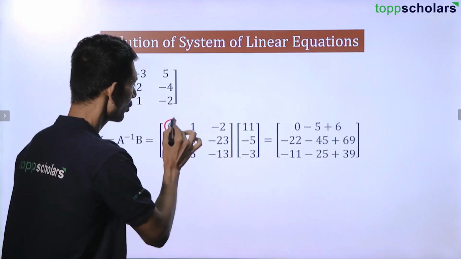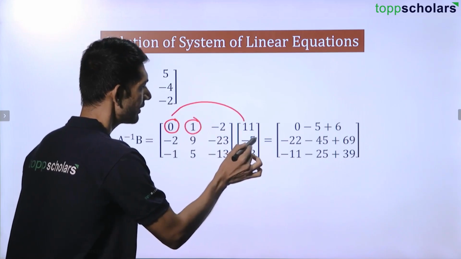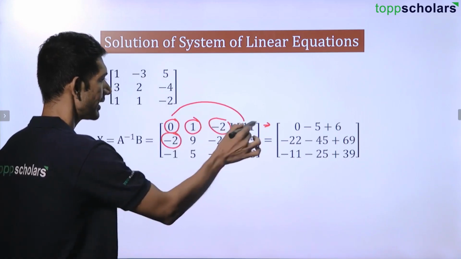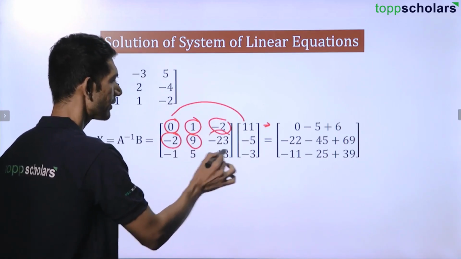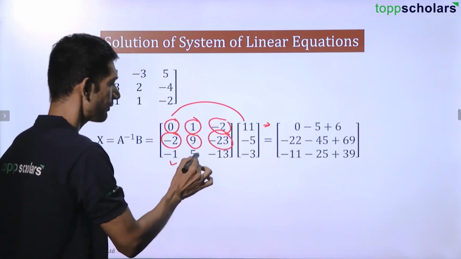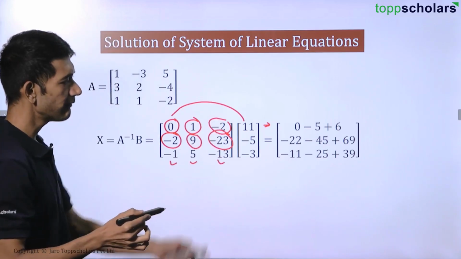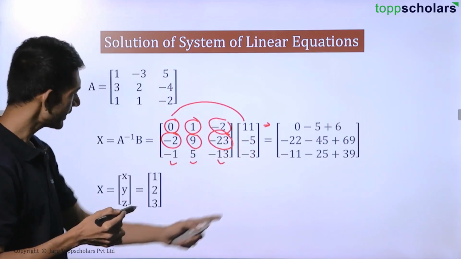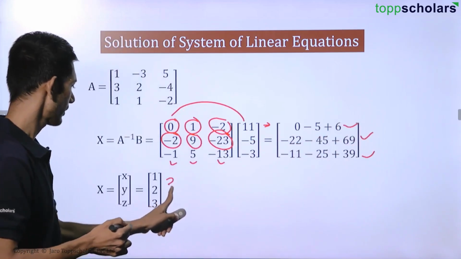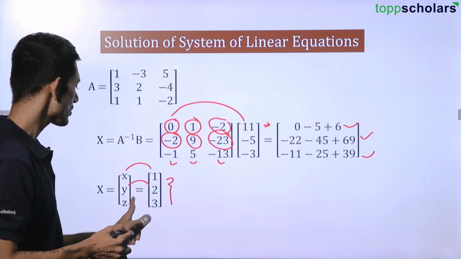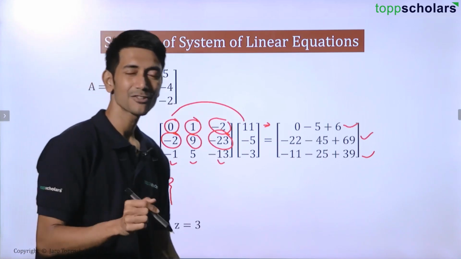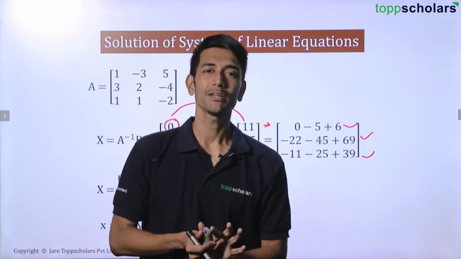How do we multiply? 0 goes with 11, 1 goes with minus 5, and 2 goes with minus 3 in the first row. Then minus 2 with 11, 9 with minus 5, minus 23 with minus 3 in the second row. Minus 1 with minus 5 and minus 13 with their corresponding elements. And finally you will get, this is 1, this is 2, this is 3. Just compare, x is 1, y is 2, z is 3. And in this way you can find out the values of the variables.